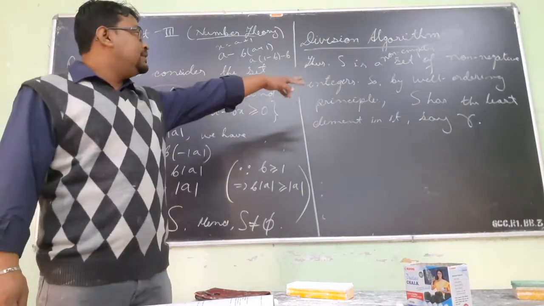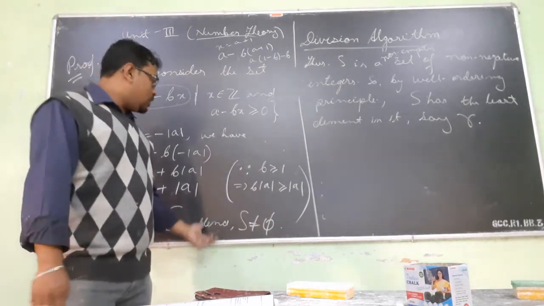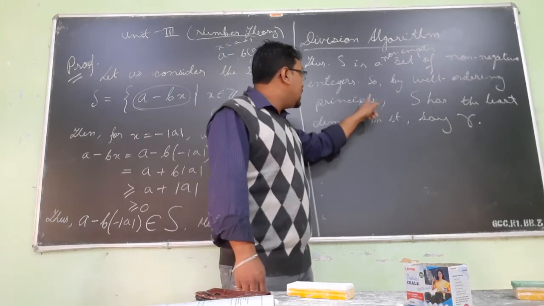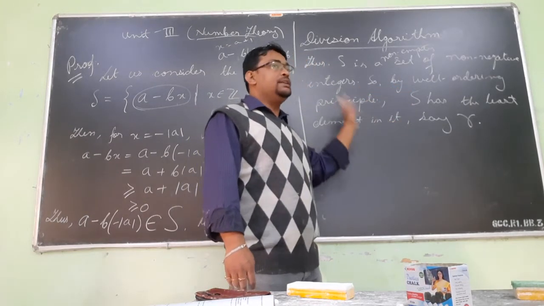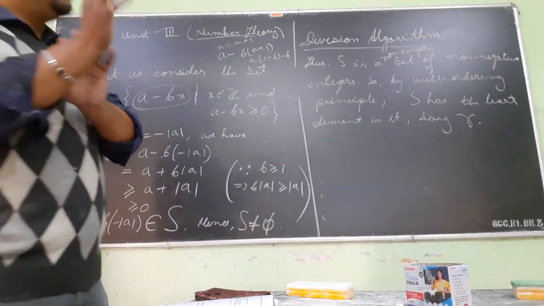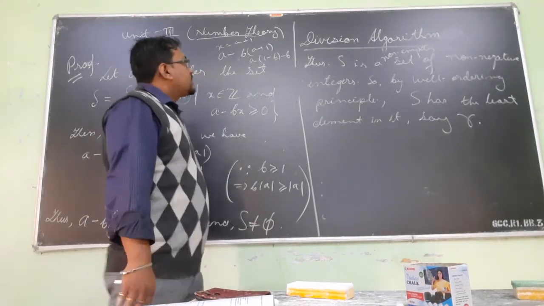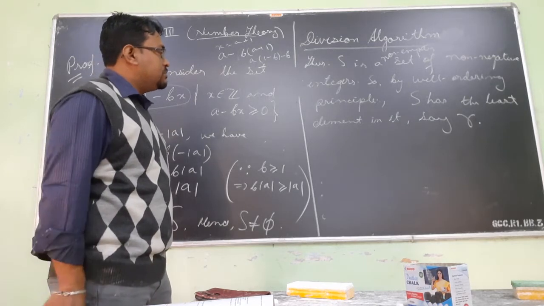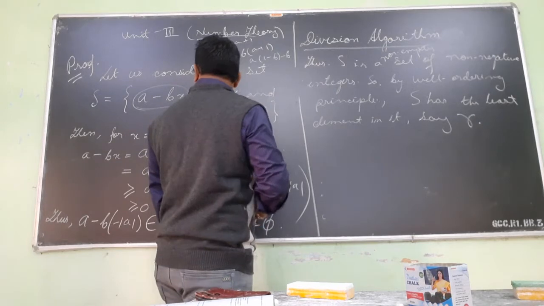So here exactly the well ordering principle is applied. We have got a non-empty set of non-negative integers, so we can apply the well ordering principle: this set will have a least element inside it. It will be inside the set. So by the well ordering principle, S has the least element in it, say R. So suppose R is the least element.